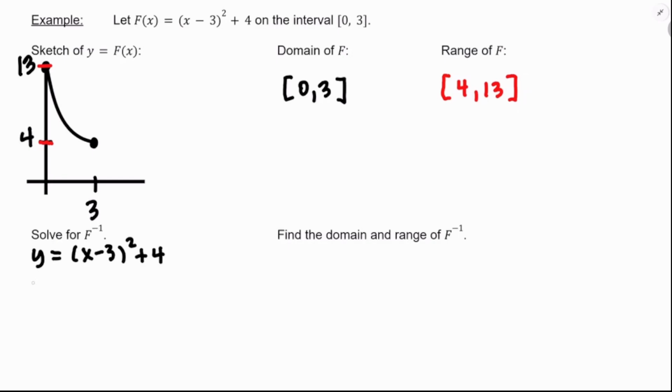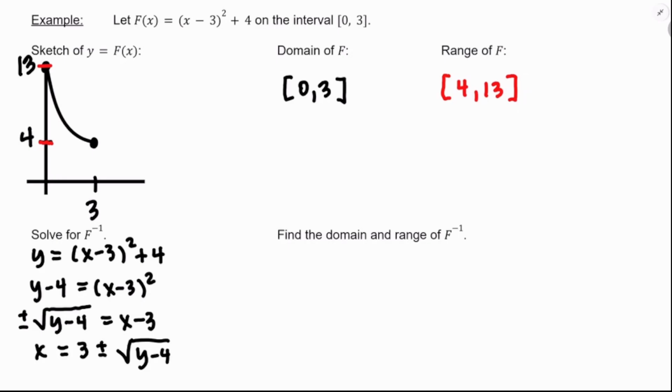I'm going to subtract 4 from both sides. I'm going to take the square root of both sides. And, like always, that'll bring in the plus minus. And then I'm going to add 3. And hopefully those steps seem familiar because that's exactly what we did before when we were solving for f inverse of 13. All right, so over here, I'm thinking this is pretty good. This is an equation that represents f inverse.